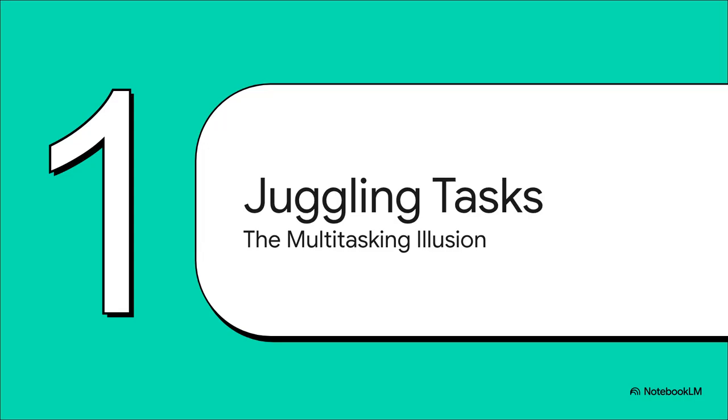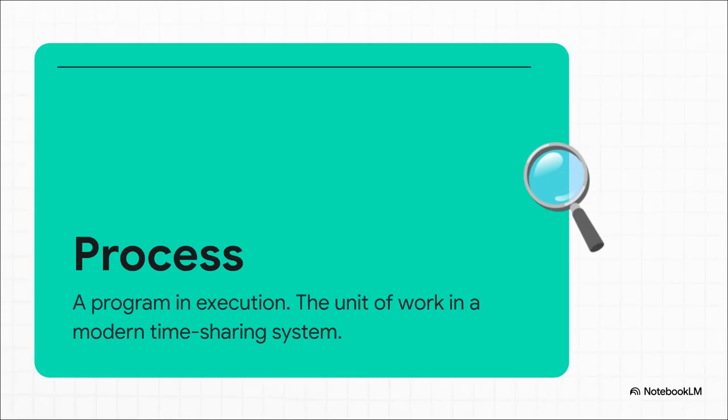Okay, so let's tackle that first huge puzzle the OS has to solve, juggling all those tasks. Seriously, how does it run your browser, your music player, and your email client all at the same time with just one CPU working on them? Well, here's the first clue. To the operating system, your running applications aren't just pretty little icons. Each one is what's called a process, basically a program that's actively running and needs resources. So your music player is a process, each browser tab could be its own process, and they are all lined up, demanding attention from the CPU.